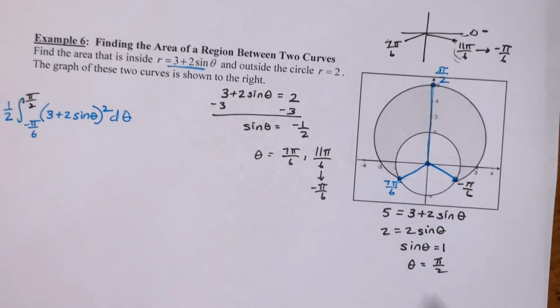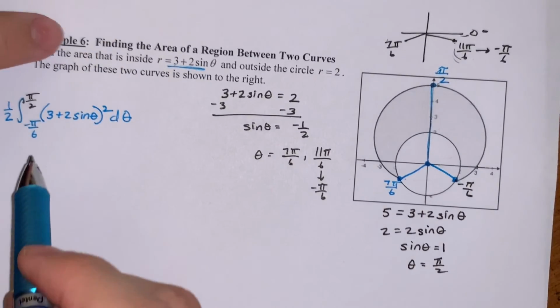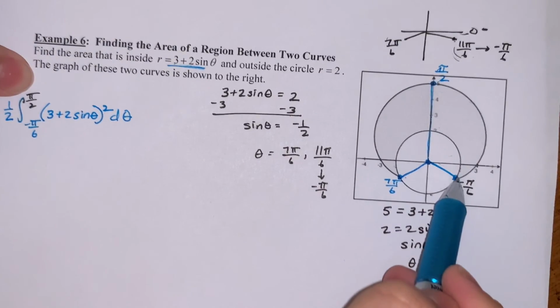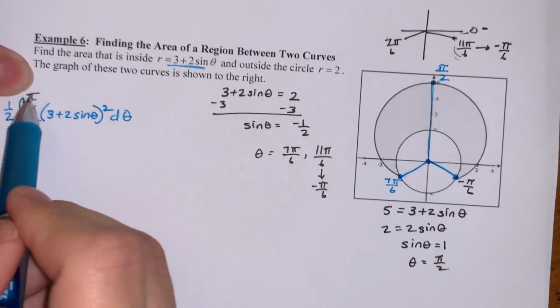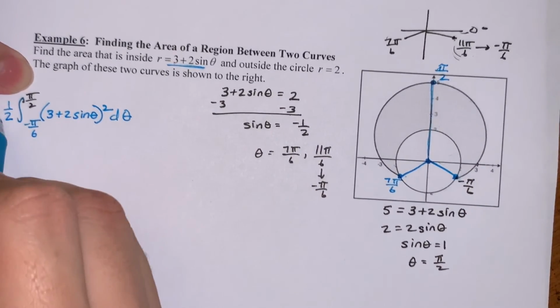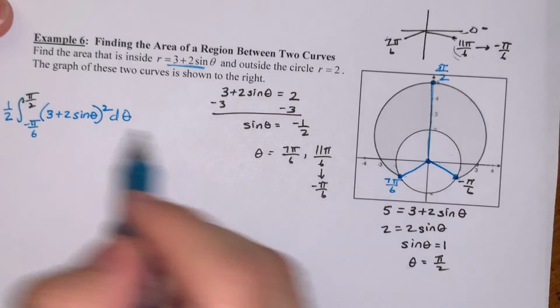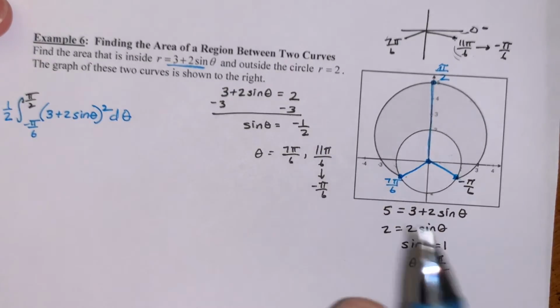And I don't know why I switched to black. Should have made that blue. Whatever. But the thing is, if I only find that area with the upper bound of pi over 2, that only represents half of that area that I'm interested in. So I'm going to have to multiply this by 2 to double all of that. Okay? So there's my area of the outside region.